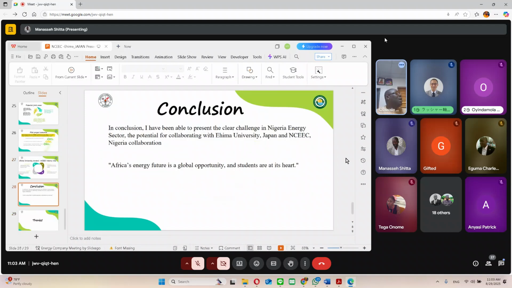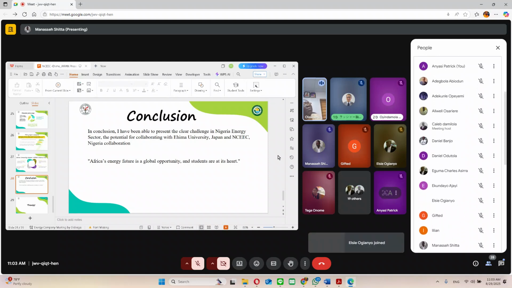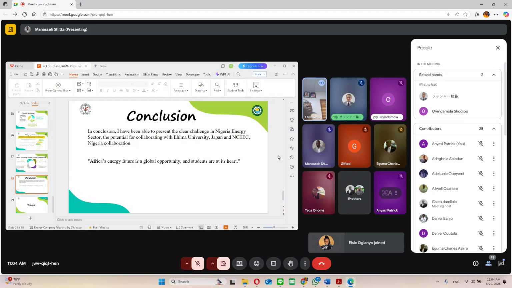In conclusion, I want to say that I believe the challenges enumerated in this presentation about the Nigerian energy sector are stated without any form of ambiguity. The potential for collaborating with Ehime University, Japan, are numerous, and it is my belief that a bright Africa's energy future will open many other global opportunities.